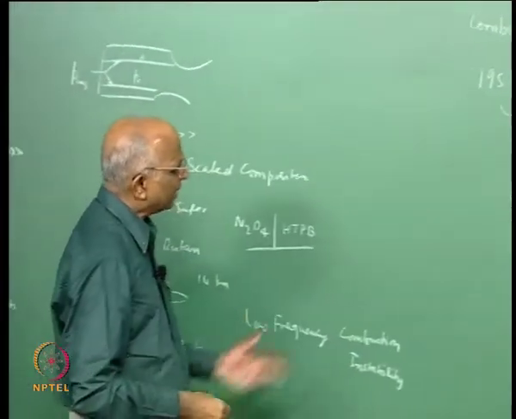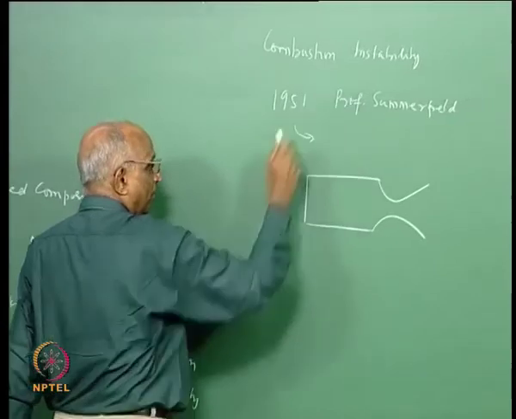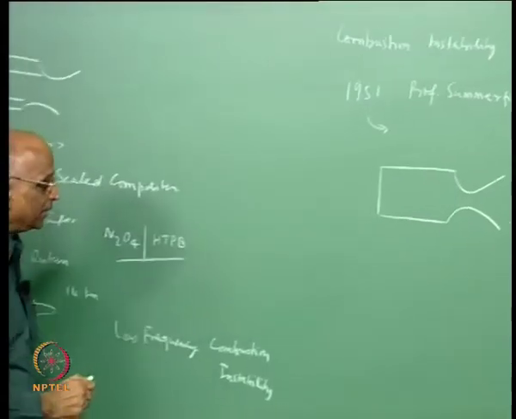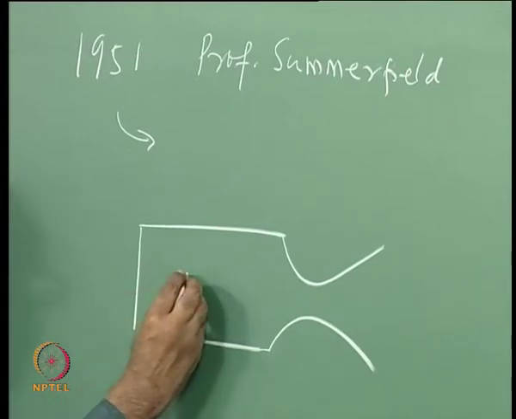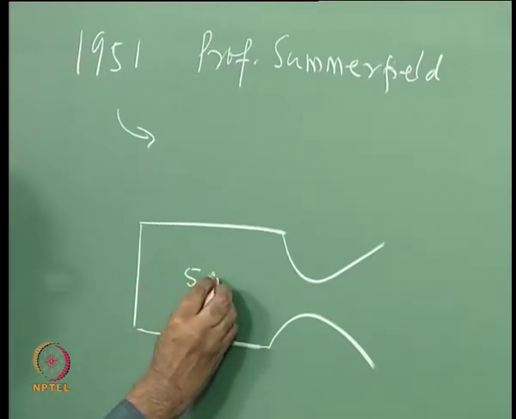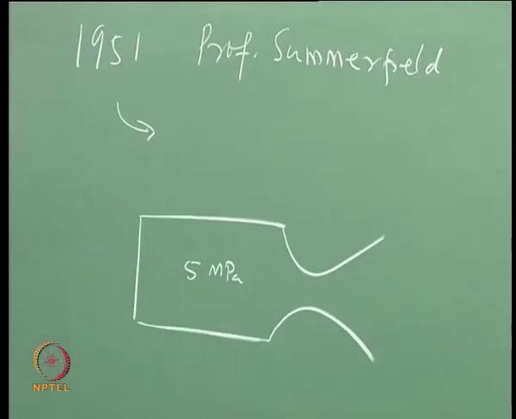Maybe I take a typical liquid propellant rocket, but as I say, I follow what Professor Summerfield did in his particular paper. He says, let us have a liquid propellant rocket, let the mean chamber pressure be 5 MPa, 5 megapascal. 5 megapascal is something like chamber pressure of 50 bar.